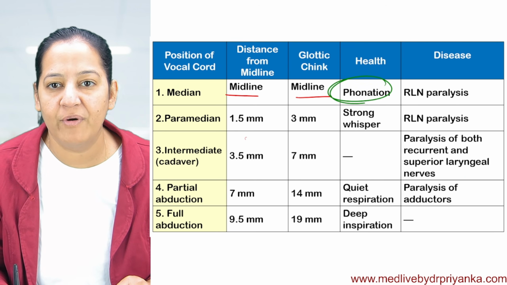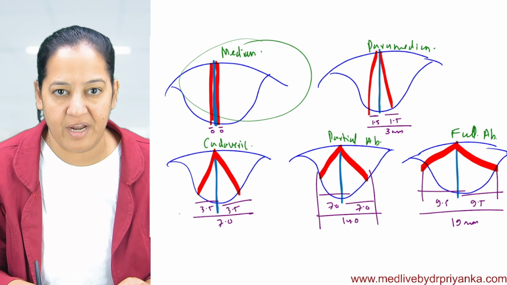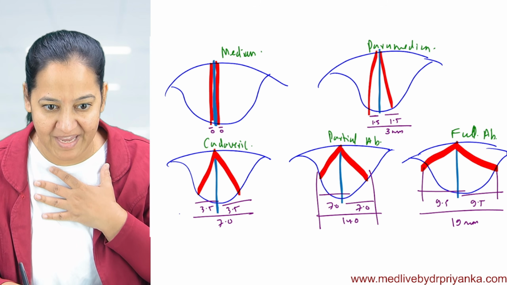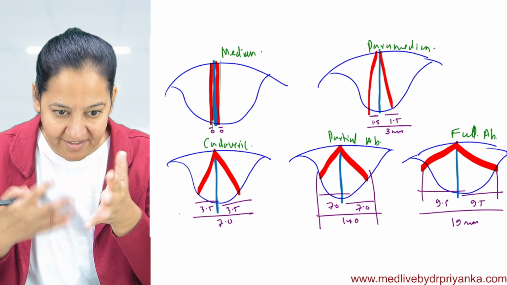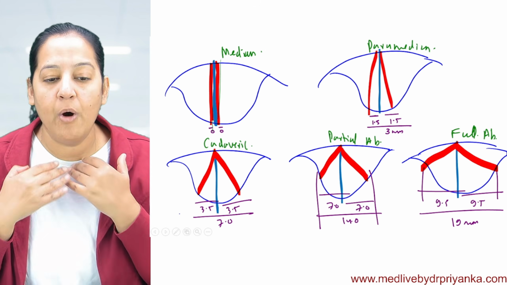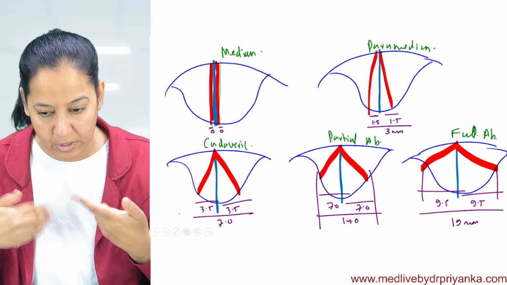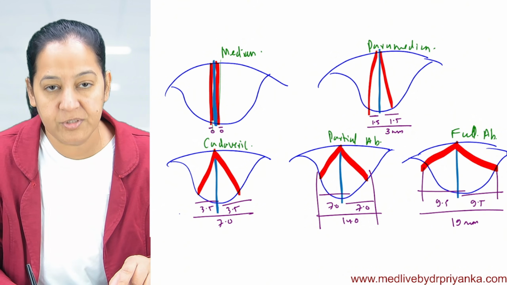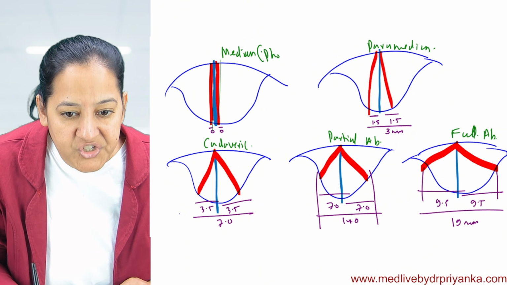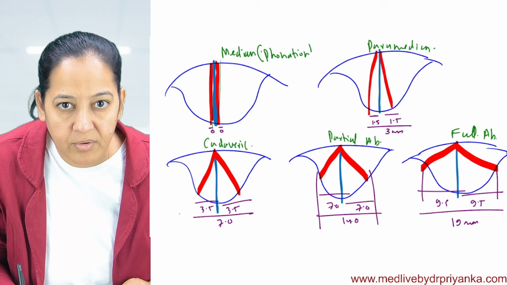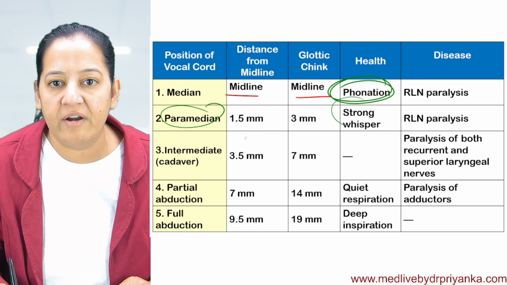Median is required during phonation. I told you, when we talk and speak, both the vocal cords should be at the center and they vibrate. Then only the talking happens. How do I generate the voice? Both my vocal cords should be at the center and they vibrate so that the sound is generated. So the median position is required for phonation.